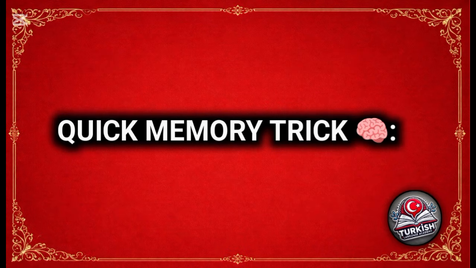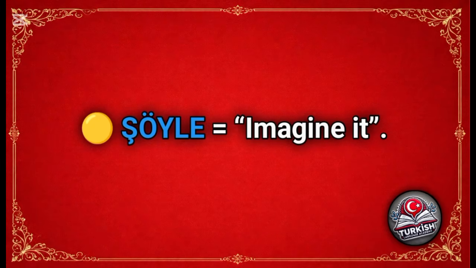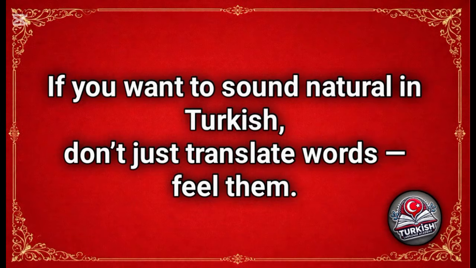Quick memory trick. Böyle is equal to "I can see it." Şöyle is equal to "imagine it." If you want to sound natural in Turkish, don't just translate words, feel them.